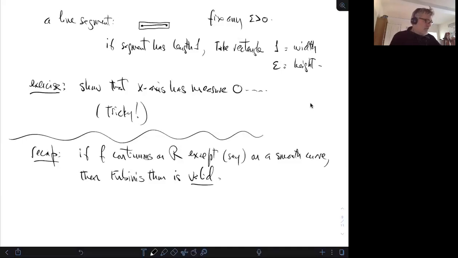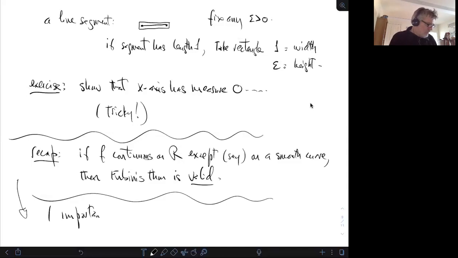Okay, but for now, let's just look at rectangles. I'm going to do just a couple of examples, and then I'll stop. So this will be important next lecture. But for now, what I want to do is just look at rectangles. Did it die? No, it's okay. So let's just see how this goes.